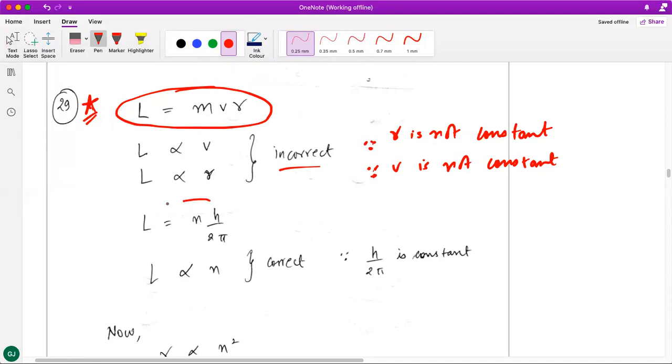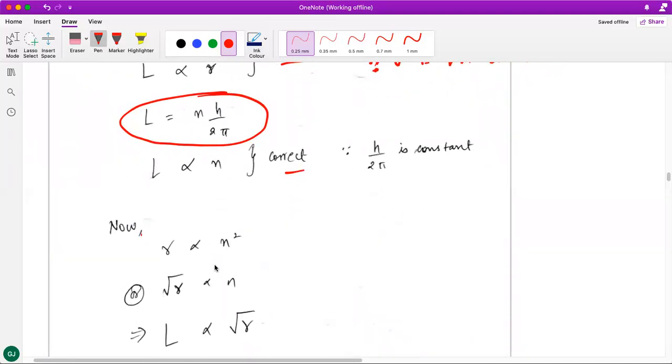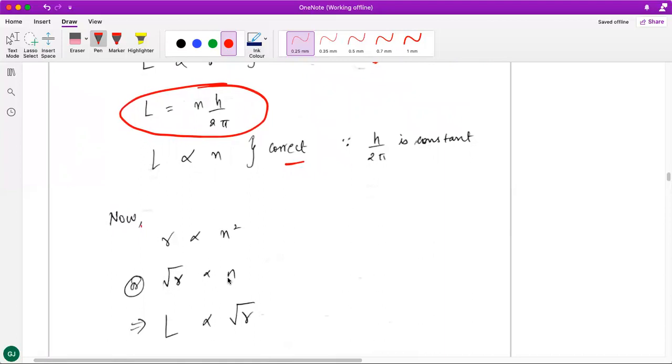So using this formula, L is equal to nh upon 2 pi, I can say L is directly proportional to n because h, 2 and pi are constant. Okay. So using this, as I know that r is also directly proportional to n square, or root over r is proportional to n.